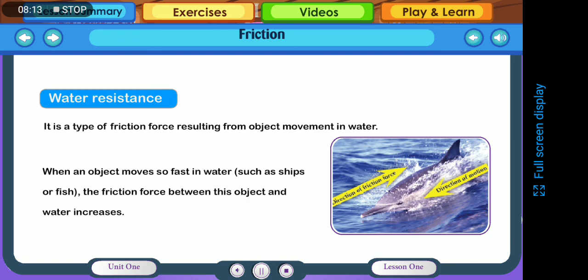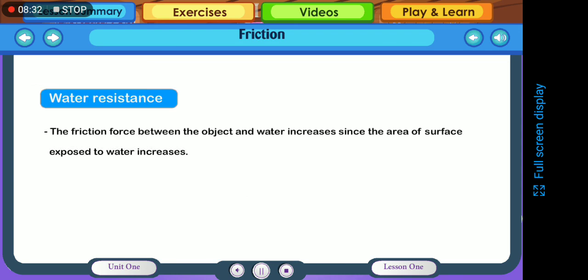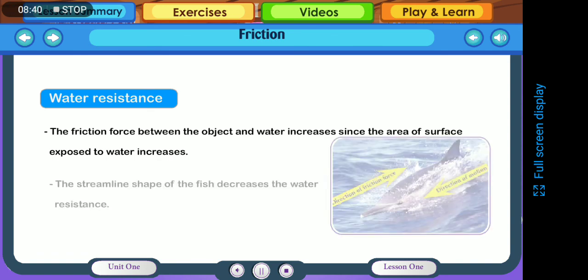When an object moves so fast in water, such as a ship or fish, the friction force between this object and the water increases. Look at this dolphin. The direction of motion is forward, but the direction of friction force is backward. Water resistance: the friction force between the object and the water increases since the area of surface exposed to water increases.